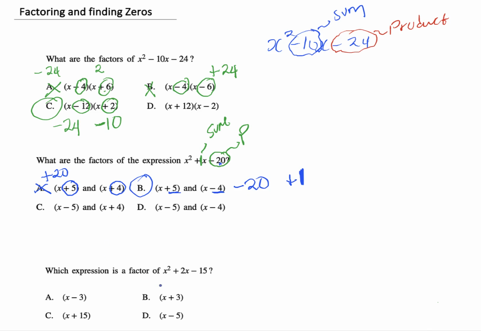Now in the third example, they want to know, which expression is a factor? This one's a little bit different because this one only has one factor listed. So we're going to have to do some work here. I have x squared plus 2x minus 15. So we've got to find our factors.